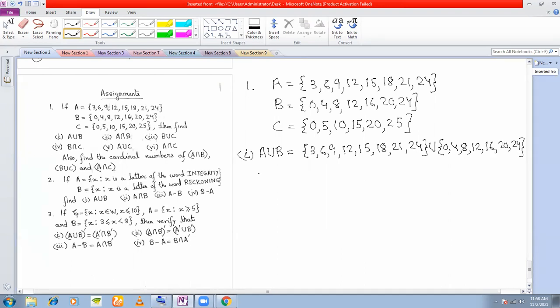Okay. So what is the union of these 2 sets? Write down each element once in both the sets. You have 0, you have 3, you have 4, you have 8, you have 9, you have 12, you have 15, 16, 18, 20, 21, and 24. Okay, this is the union of the 2 sets, right?